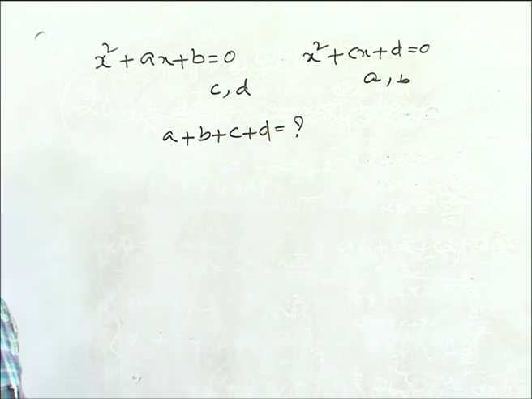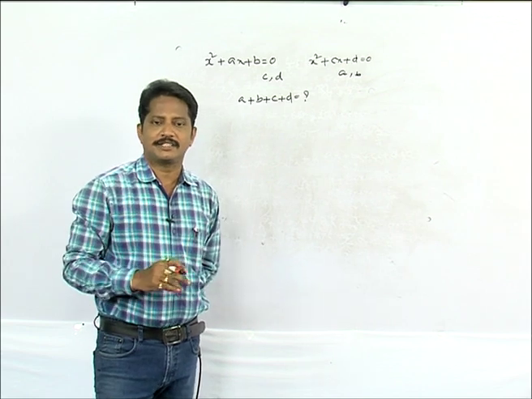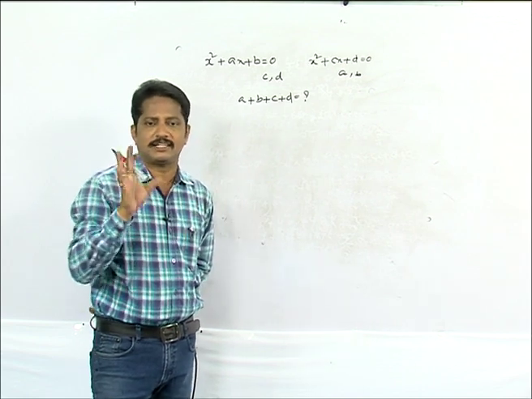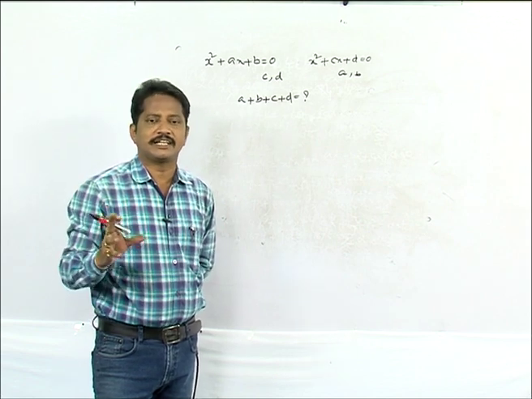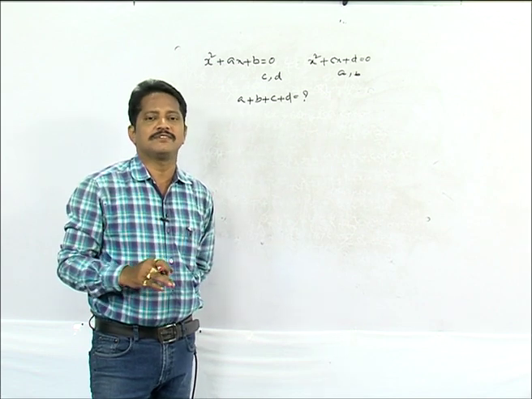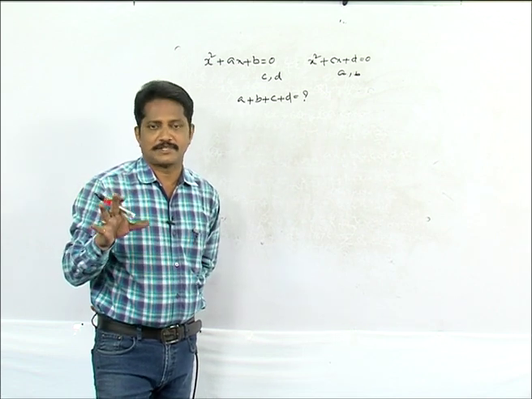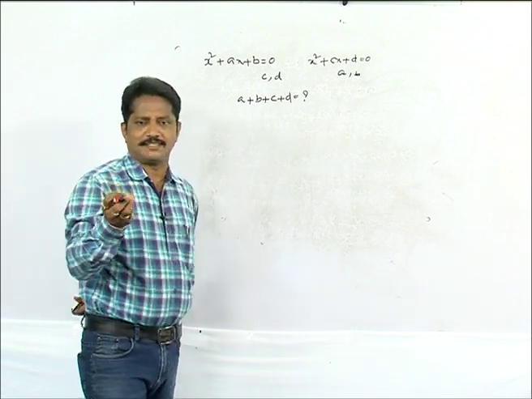This is the question. X square plus ax plus b equal to 0 is a quadratic equation. It has two roots, say the roots are c and d. X square plus cx plus d equal to 0 is another quadratic equation, its roots are a and b. Then you have to find the numerical value of a plus b plus c plus d. Okay. Then how to do it? Very simple question.